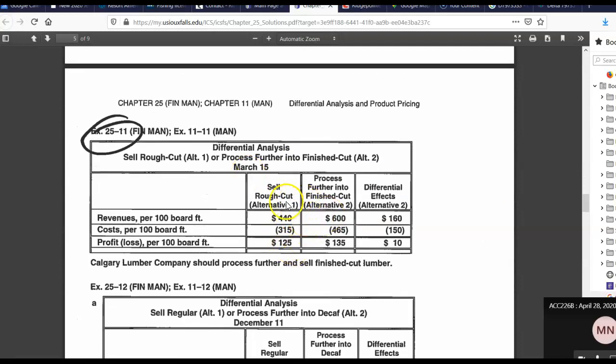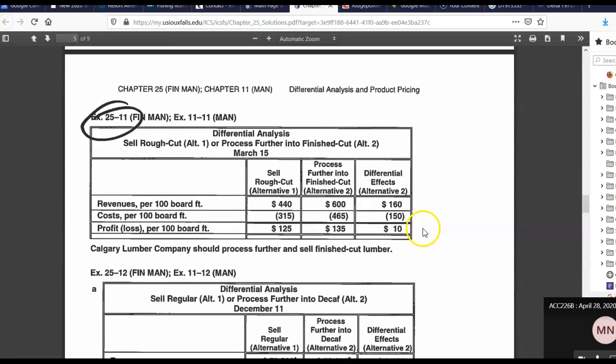Again, here's another one: do we sell it as it is or do we go a little bit further? And how do we know if it makes sense? Well, we look at what our revenue differences are, but more importantly, what our cost differences are. And in this case, it does make sense for us to process it a little bit further, and we'll make another extra $10 per linear board feet.